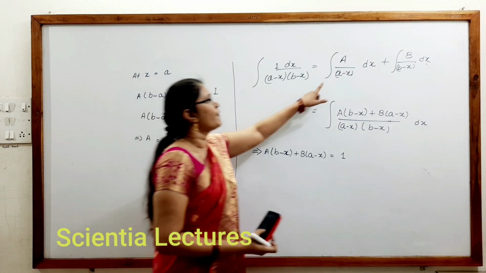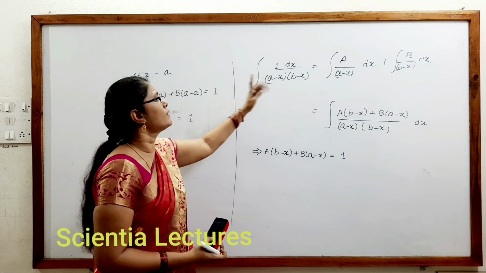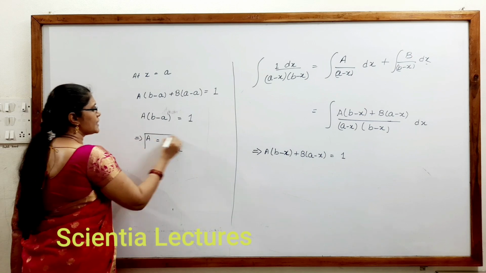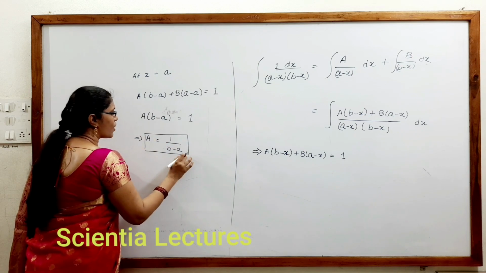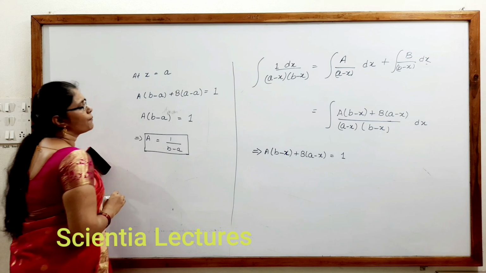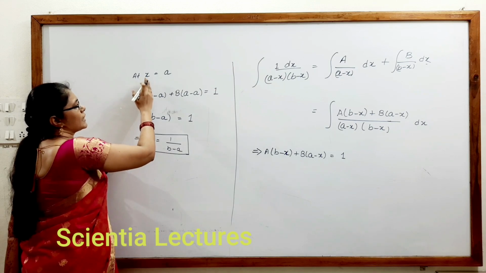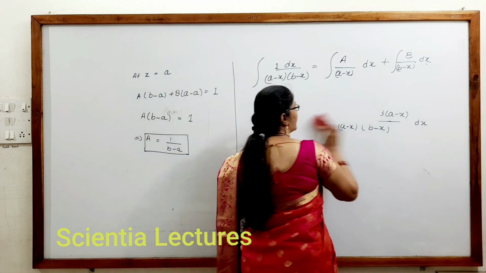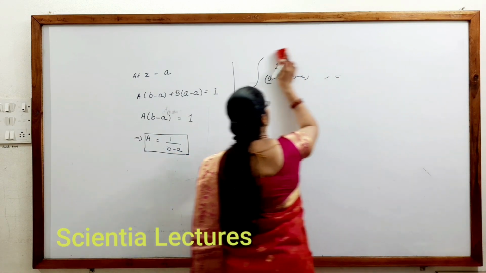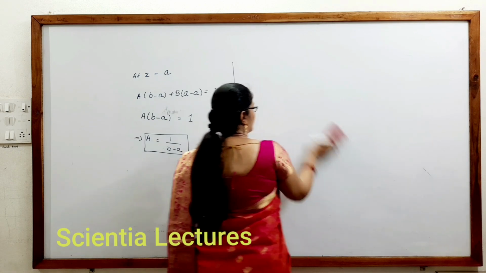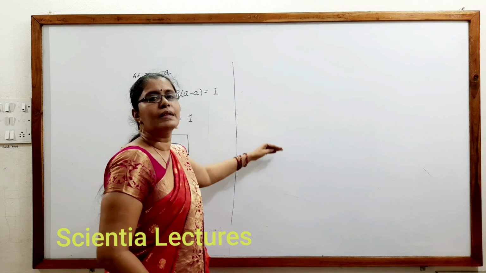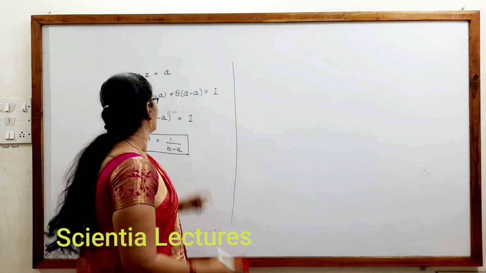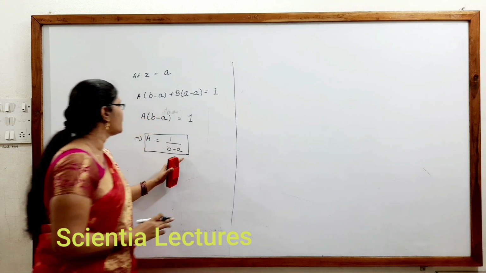So in this fraction, what is the term of constant A? We got 1 by (b minus a). Remember that we have got that constant term as 1 by (b minus a) if you substitute at x equal to a in the same equation. By now you should have written all these terms in your notes. So you can check the continuity of that. Now here A is equal to 1 by (b minus a).